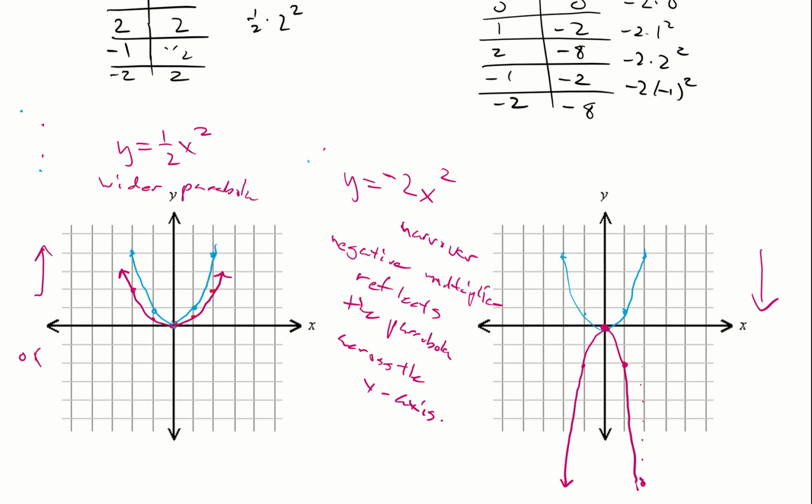So this one opens up, and that's one of the questions. But this one opens down. How can you tell? I can tell you how you can tell. This one has a negative. This one doesn't. This one's going up. This one's going down. Remember that.